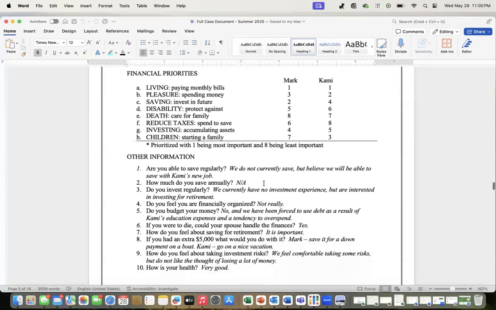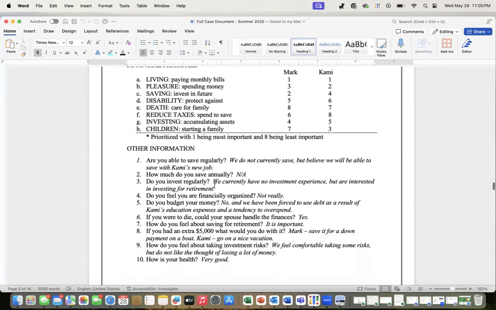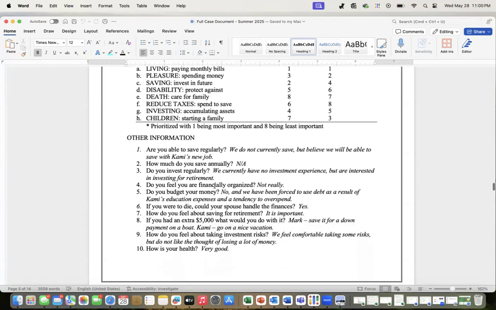Then we just have some other information on preferences. And this will give some insight into how we can balance trade-offs when making recommendations to address both of the client's needs, both of the client's wants, and really put together a plan that will be satisfactory to the couple as a whole.